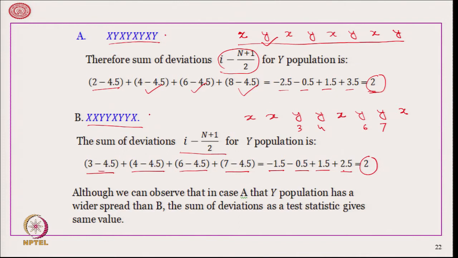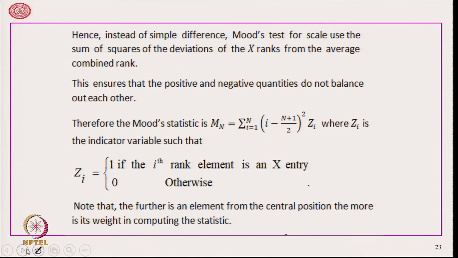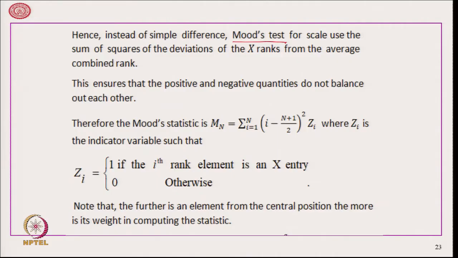But if we look at these two distributions, we can easily see that in this one the Y population has a wider spread, whereas in the other the Y population is very concentrated in the middle part of the sequence of observations. Here it has a much larger spread. So, that is the difference between these two: although their sums of deviations from the central location are the same, actually their spreads differ. Therefore, instead of the simple difference, we consider the square of the difference and their sum, and that is the statistic that we are going to use, and the corresponding test is called the Mood test.